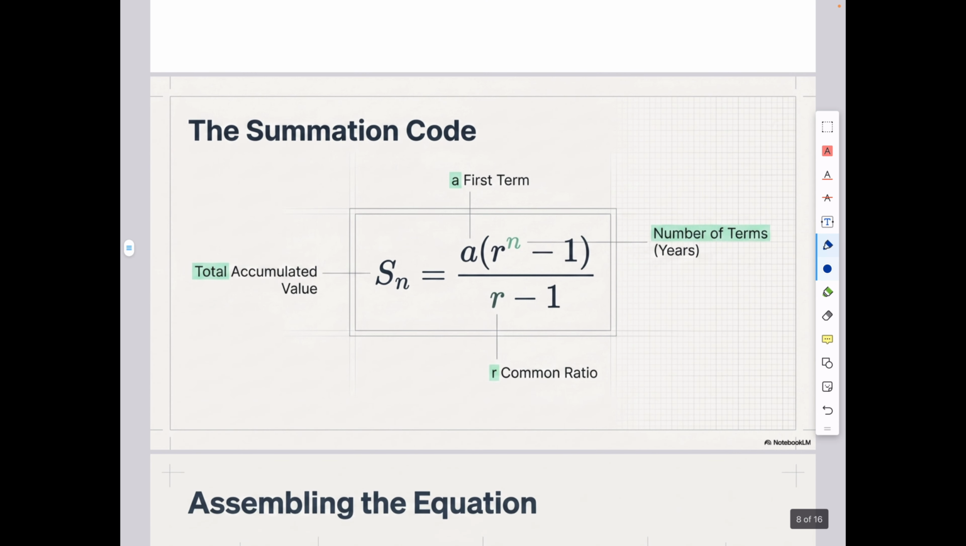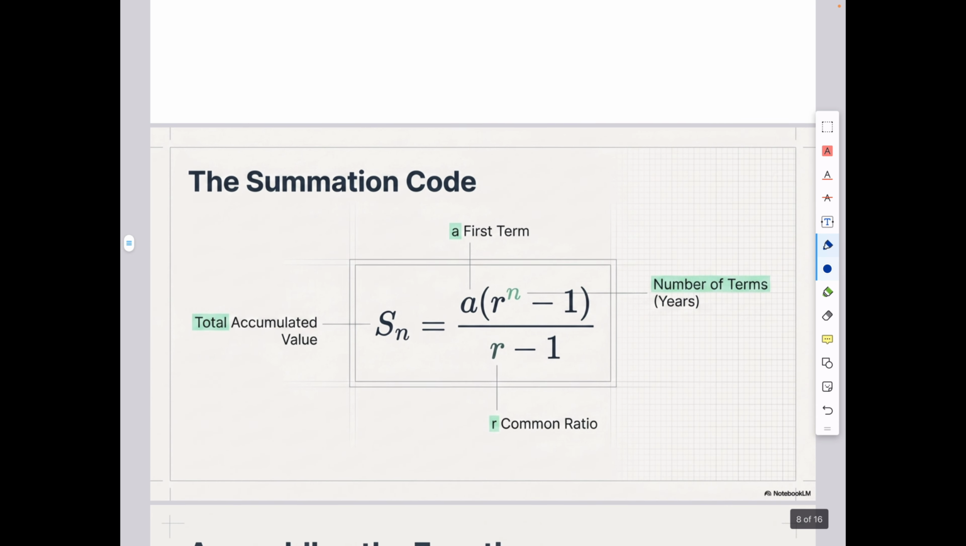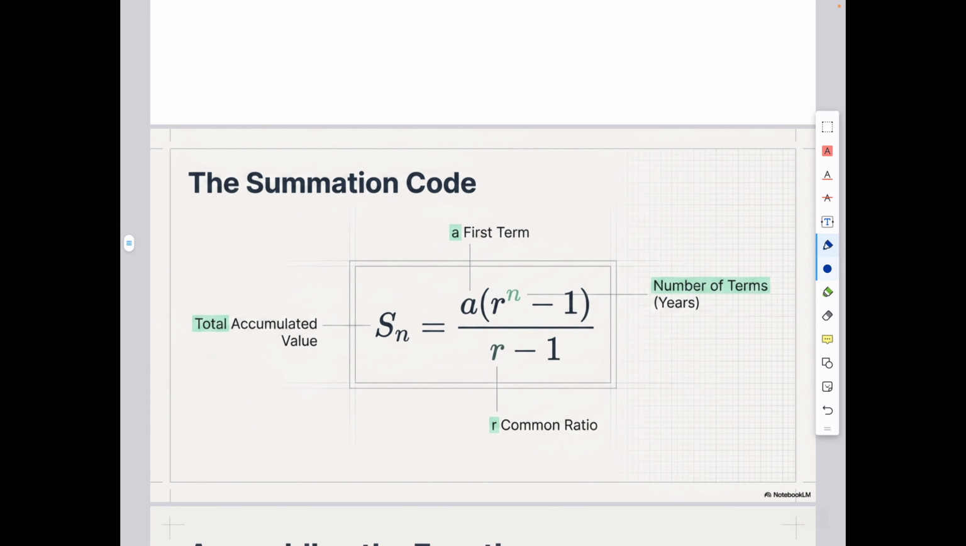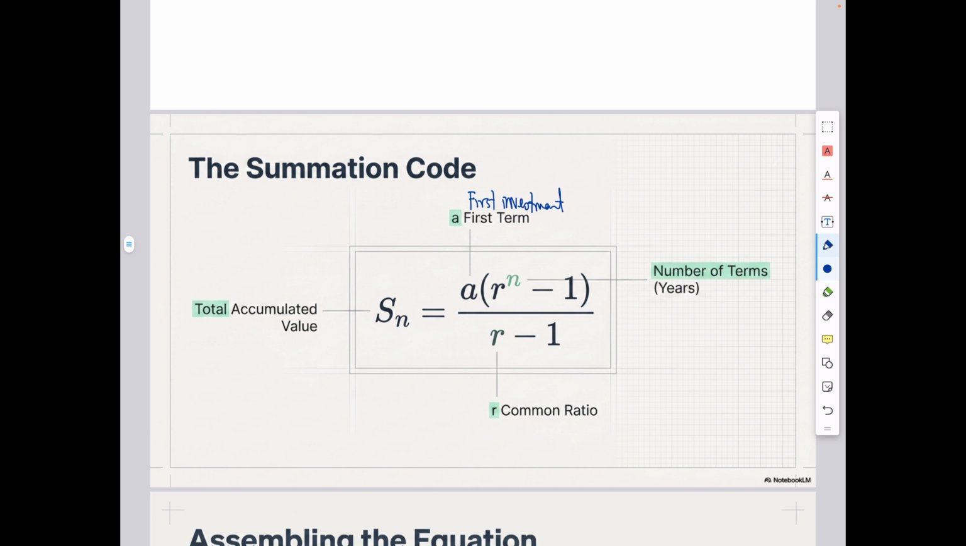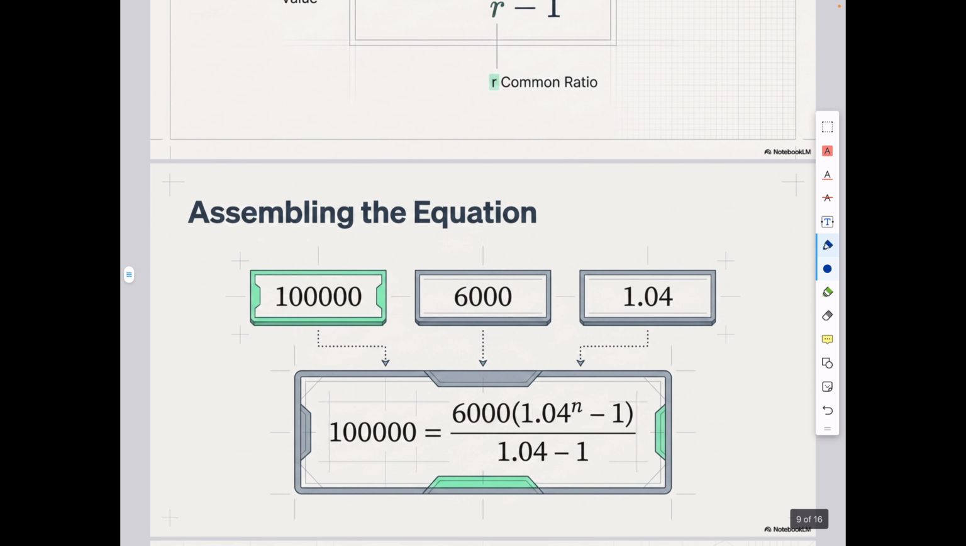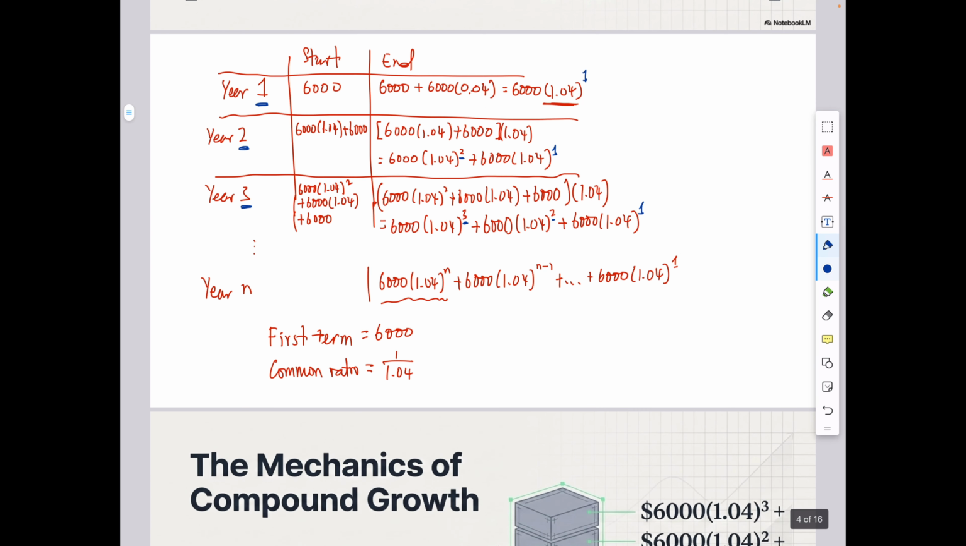So the summation formula tells me the total accumulated value of the annual contribution with all the years of interest is given by this formula here. So a is the first term, which is my first investment. n is the number of terms, which is the number of years invested, and r is the common ratio. Again, don't mix it up with the rate of return. So when I assemble this into my equation here.